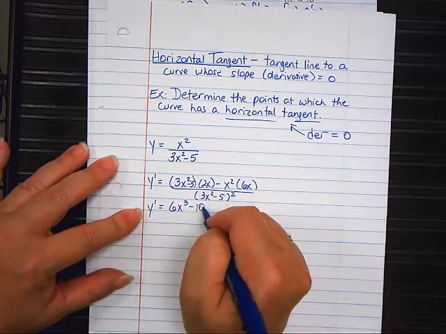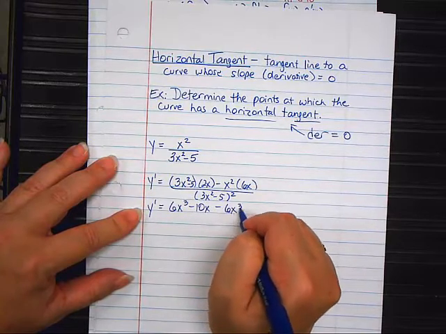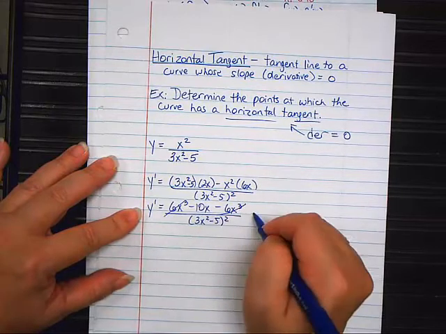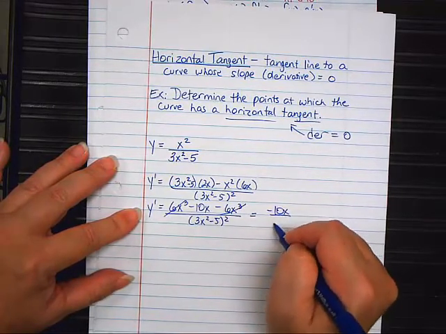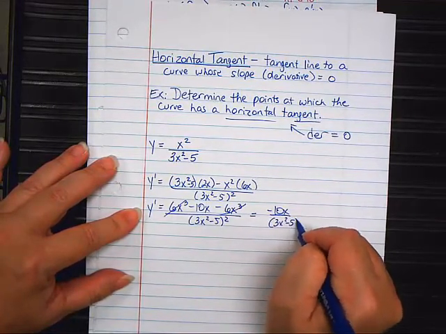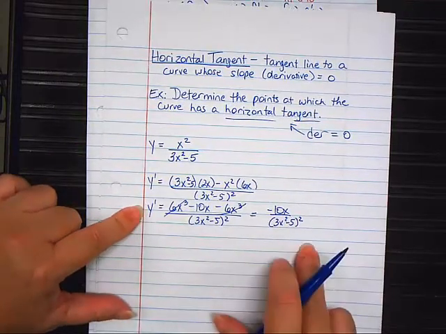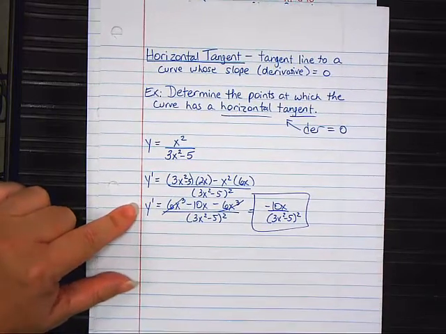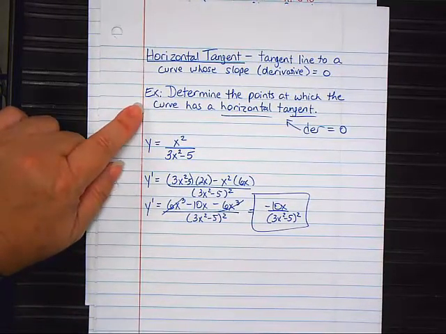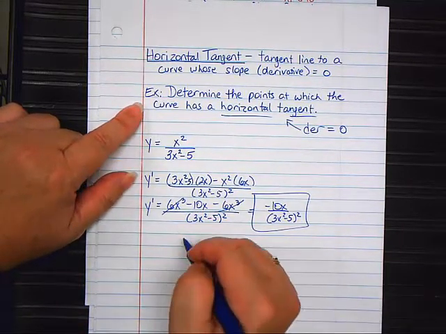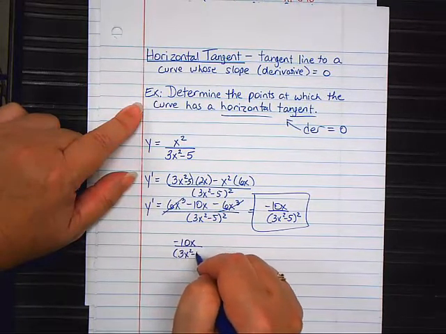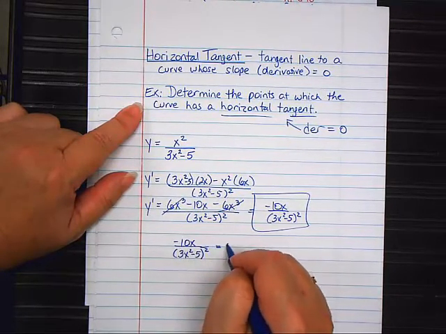6x cubed minus 10x minus 6x cubed over 3x squared minus 5 quantity squared. Those two cross out, so you get negative 10x over 3x squared minus 5 the quantity squared. My y prime is right there, showing that that's the derivative. Okay. Now, the question says find where the horizontal tangents are, which means set the derivative equal to 0. So negative 10x over 3x squared minus 5 the quantity squared equals 0.